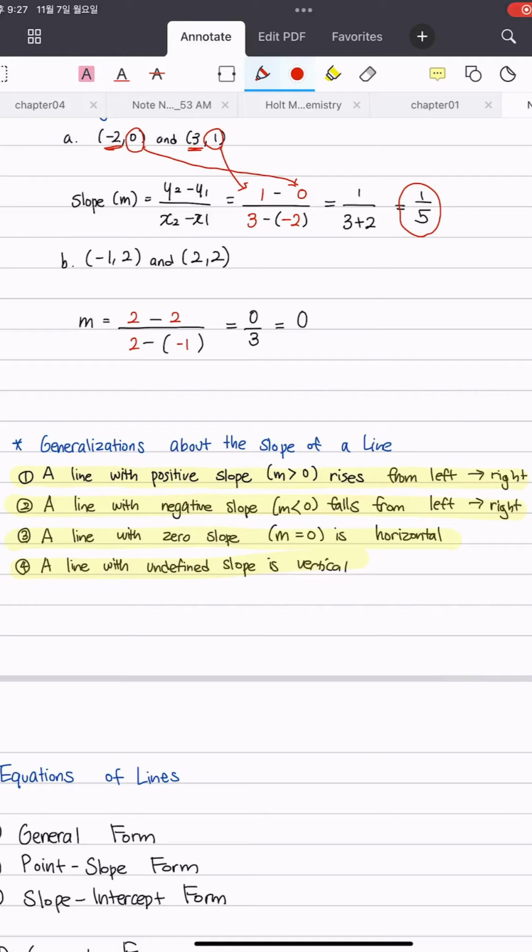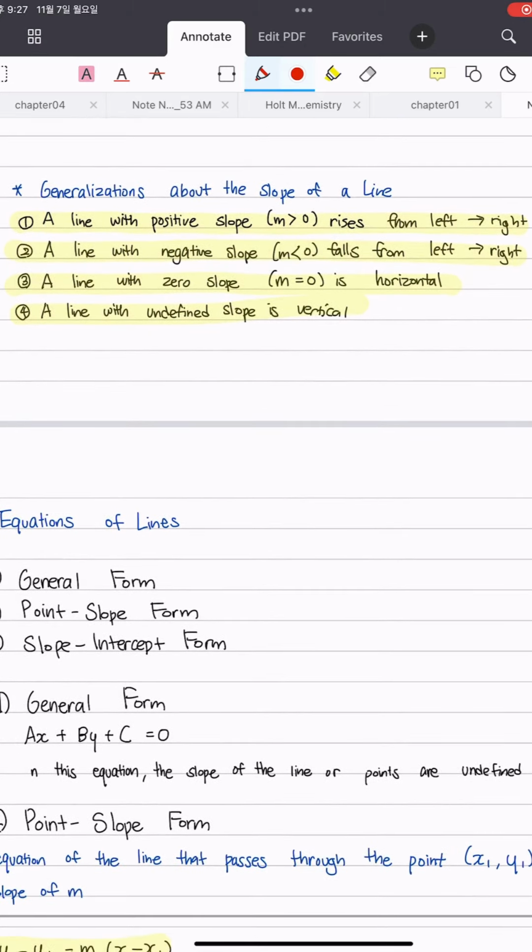Let's take a look at the second example. This graph has 2 points of (-1, 2) and (2, 2). So here for the numerator, we can put y2 subtracted by y1, so 2 minus 2. And for the denominator, we have to put x2 subtracted by x1, so we can put 2 subtract negative 1, which equals 0 over 3, which equals 0. Which is the slope of this graph.